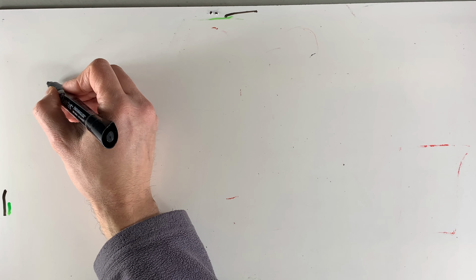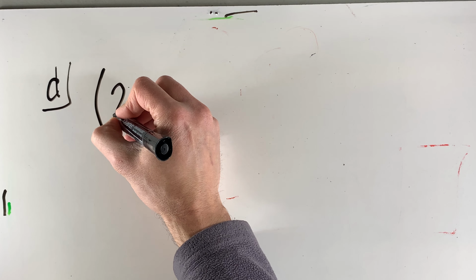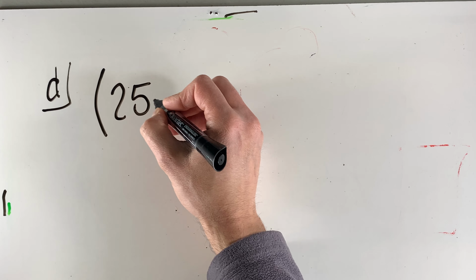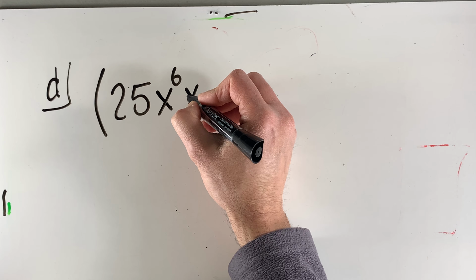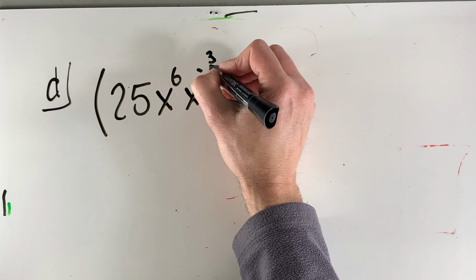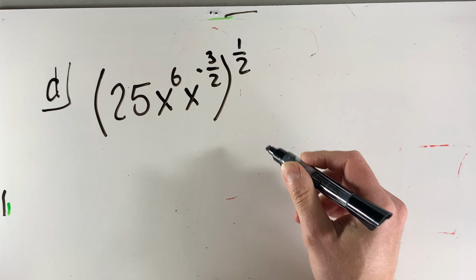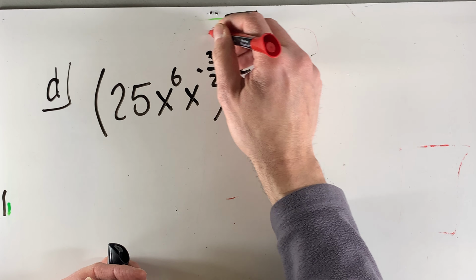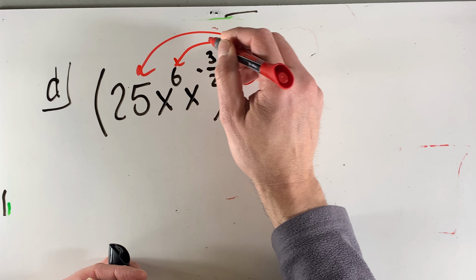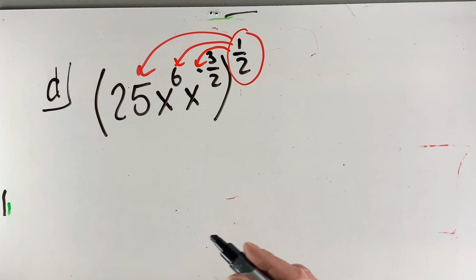And then finally, we have question D. Here we have 25 times x to the power of 6 times x to the power of negative 3 over 2, closing bracket, to the power of 1/2. We start by distributing this outside exponent into the bracket, to the 25, to the x to the power of 6, and to the x to the power of negative 3 over 2.